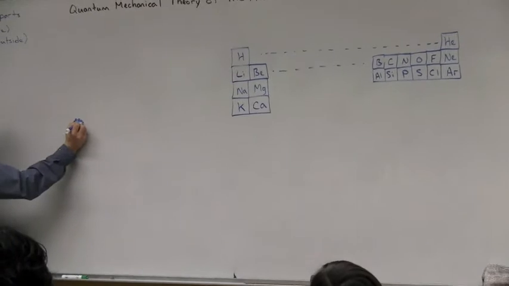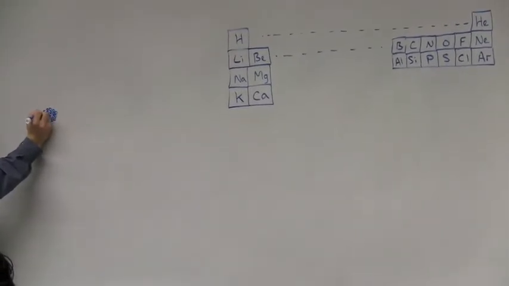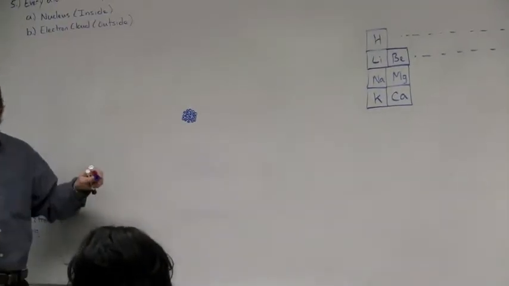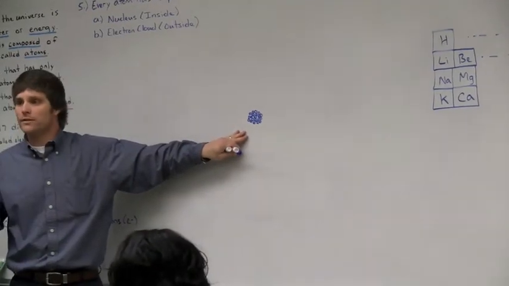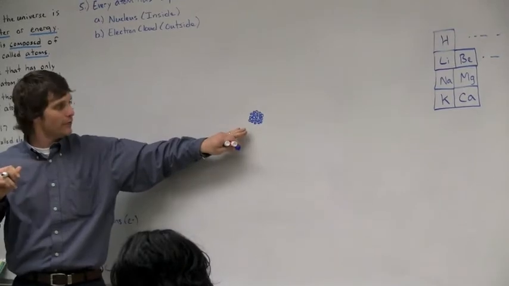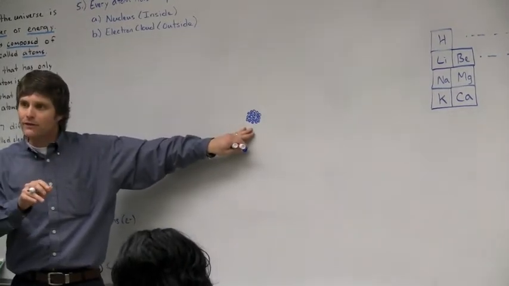10, 11, 12, 13, 14, 15, 16, 17, 18, 19, 20. And I would start out by drawing 20 protons in the nucleus. You don't need to draw this. You just kind of watch right now. We're just doing a review. So 20 protons in the nucleus.